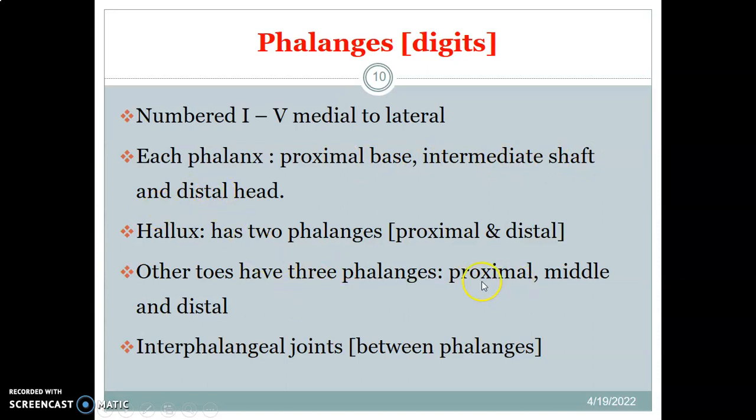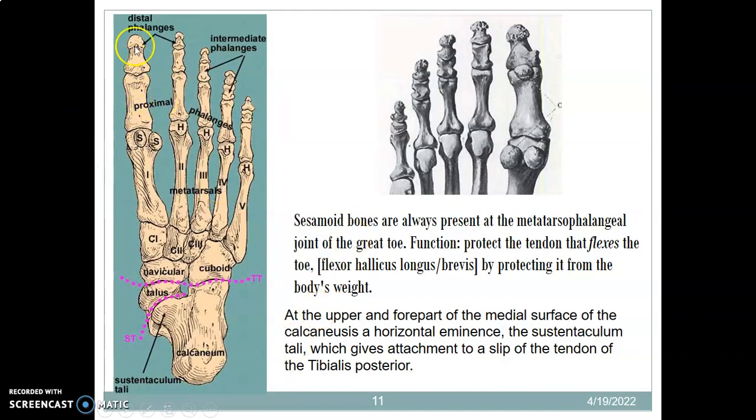So all the toes have 3 phalanges except the hallux, and between the phalanges you have the interphalangeal joints. So hallux has 2 with the interphalangeal joints. Remember, we have some sesamoid bones at the first metatarsophalangeal joint. Then the rest have 3 phalanges.